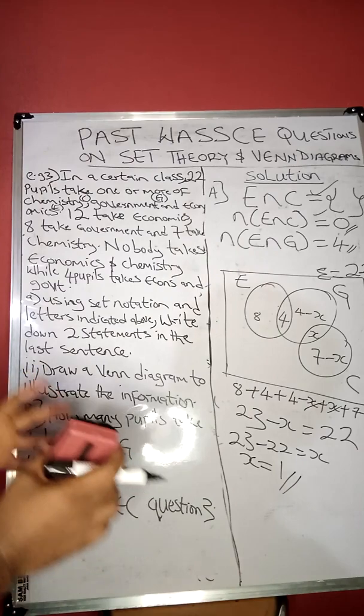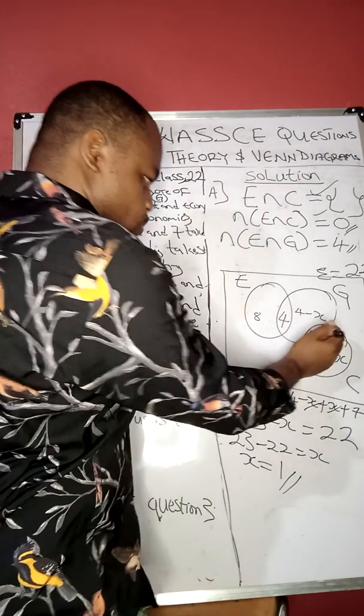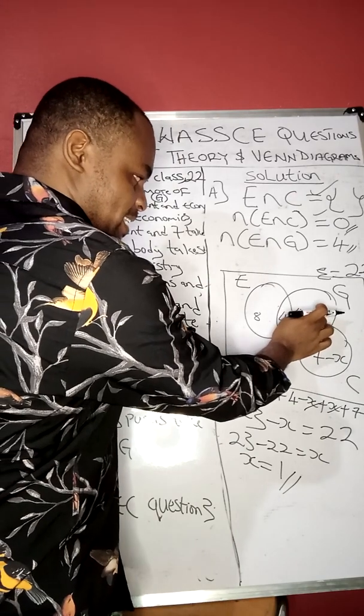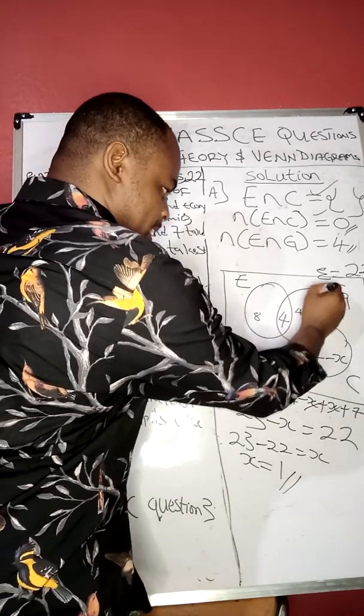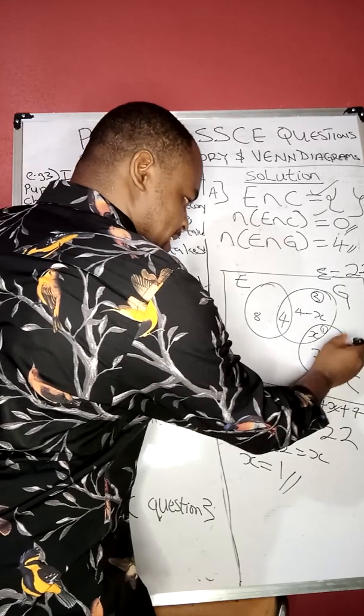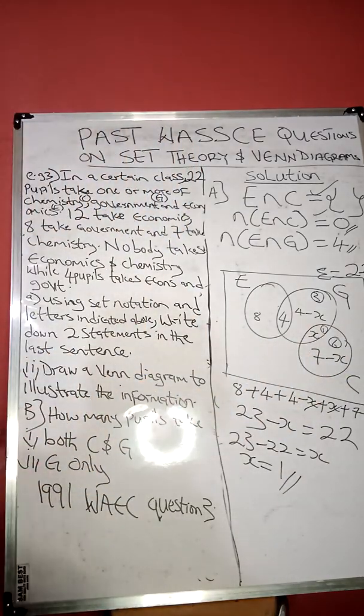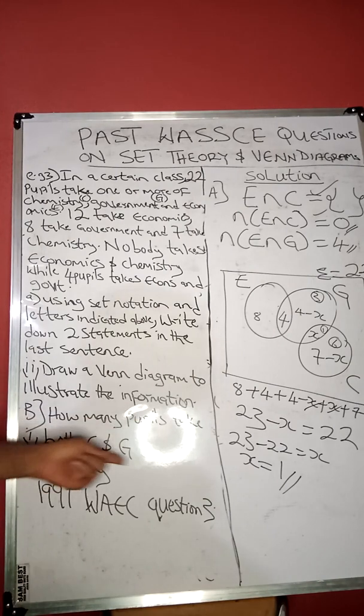So now let's answer our question. Because my x is 1, so here is 1. 4 minus x, x is 1, 4 minus 1. Here is 3. 7 minus 1. Here is 6. So we have every information we need, so we can answer the question. How many pupils take both C and G?